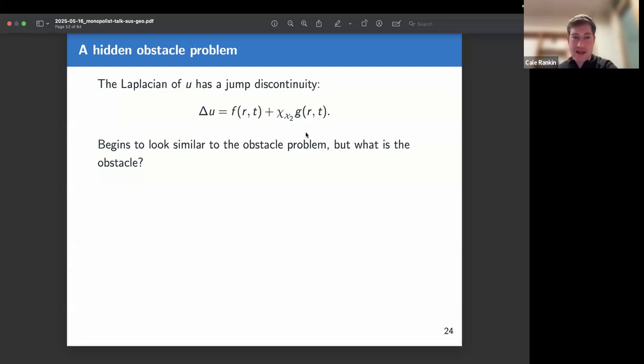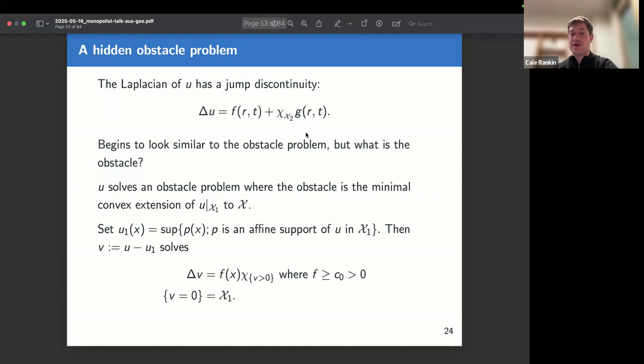So we want to start being able to apply regularity results for the obstacle problem. We need to work out what the obstacle is. What it turns out to be is that our function u solves an obstacle problem where the obstacle is the minimal convex extension of u restricted to x1. Let me remind you the definition of the minimal convex extension. Take u on x1, i.e. the region upon which it's affine, take those affine supports and consider the supremum of them. That function there is the minimal convex extension.